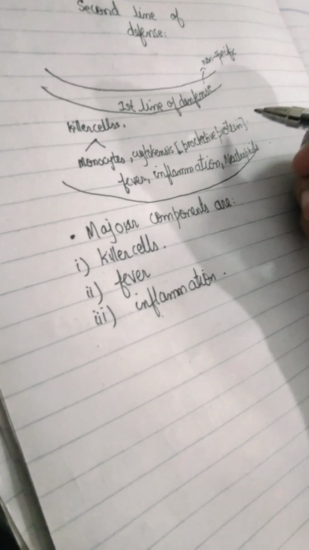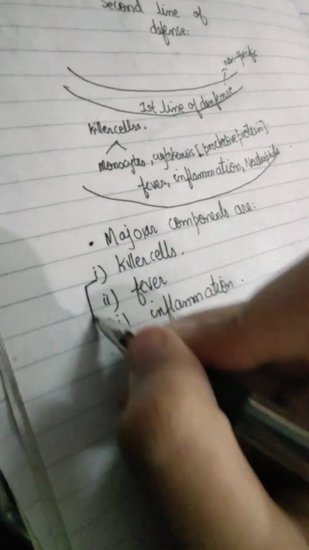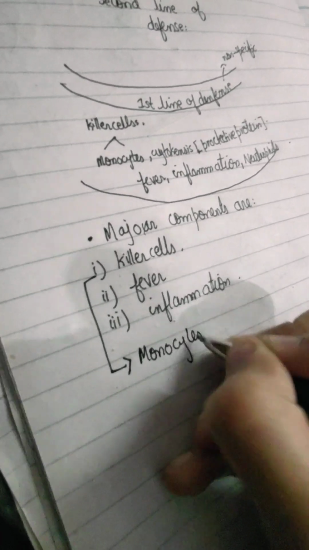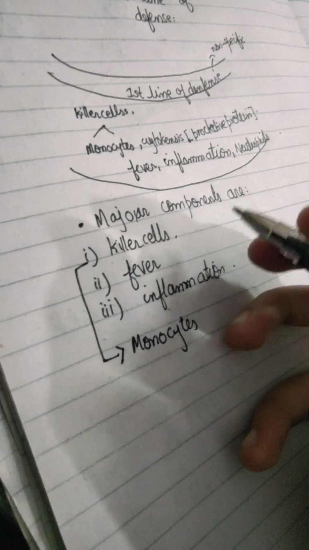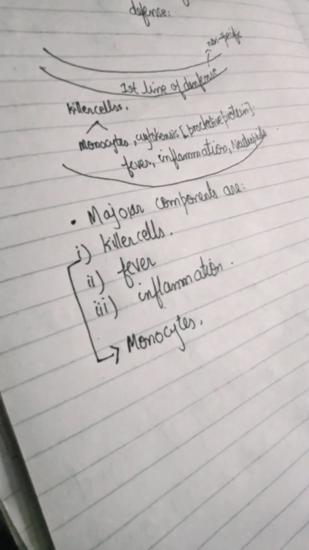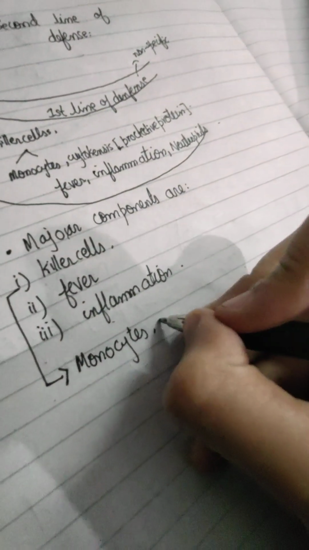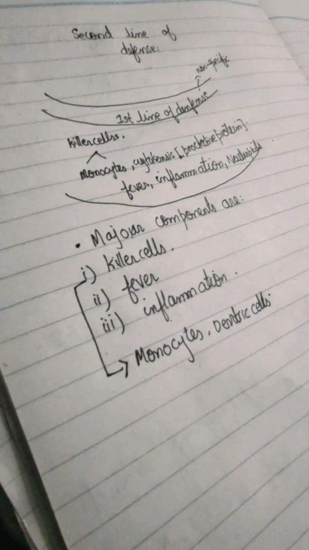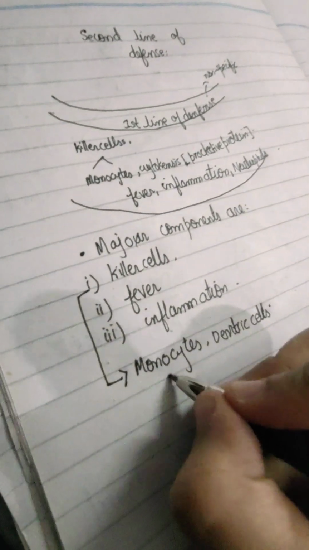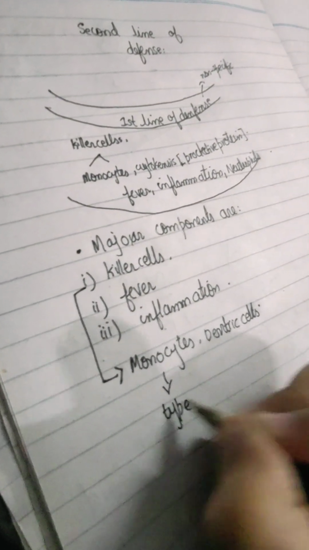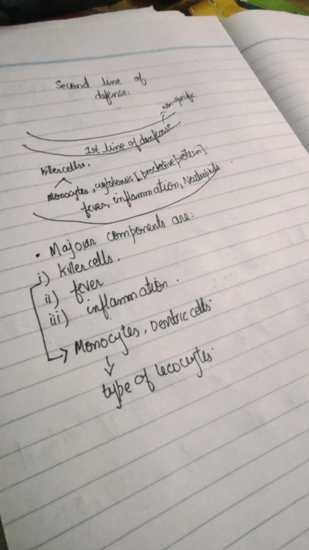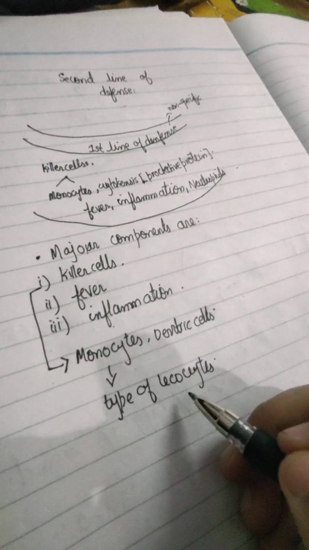Now the killer cell is categorized into two types: monocytes and dendritic cells. I'll tell you about these in this video. Both of these will be discussed here. So what is a monocyte? A monocyte is a type of leukocyte. Yes, monocytes are a type of leukocyte.